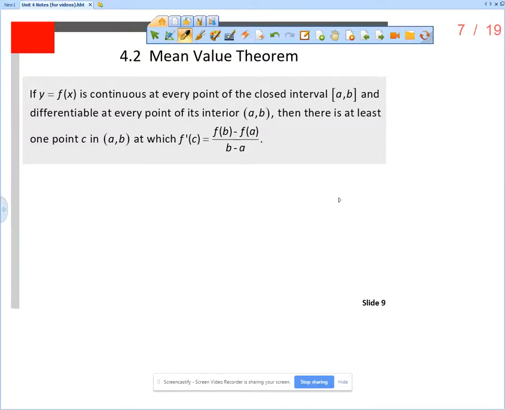This is the video for section 4.2 notes, slides 9 and 10. In section 4.2, we're talking about something called the mean value theorem.